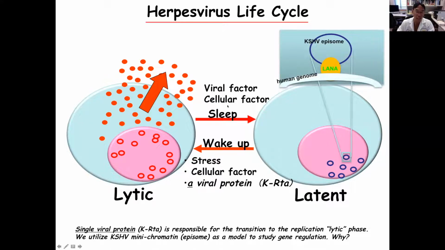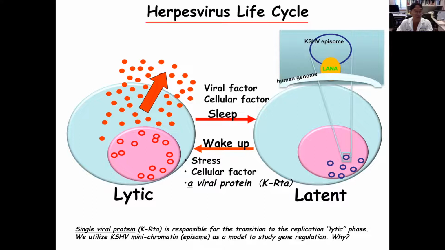One characteristic of KSHV is a viral protein we call the KRTA protein, which is a very strong trans-activator, a transcription factor. Overexpressing KRTA in a latently infected cell, we can induce viral lytic gene expression. We utilize this system to study how genomic structure changes and how gene expression is regulated. We think this is a very exciting model system to study gene regulation in general.